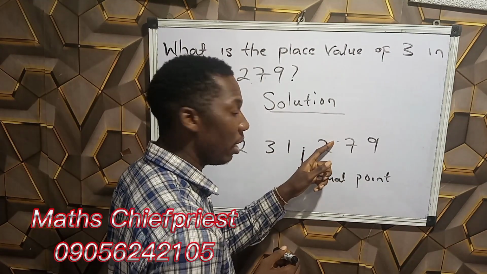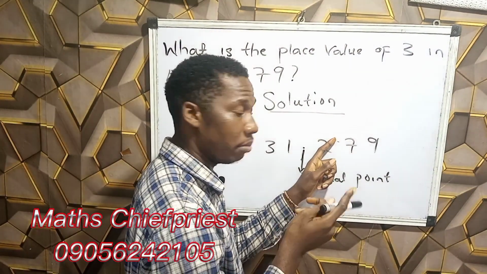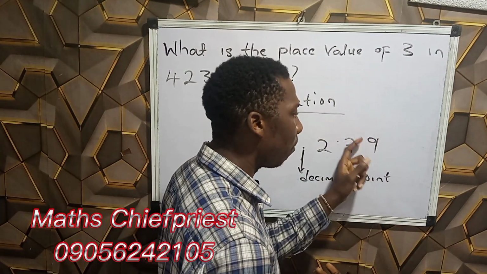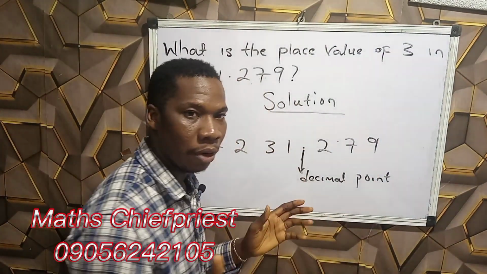Any travel you make is called decimal place. For one travel, it is called one decimal place. The next one, two decimal places. The next one, three decimal places. But now let me show you the poem.